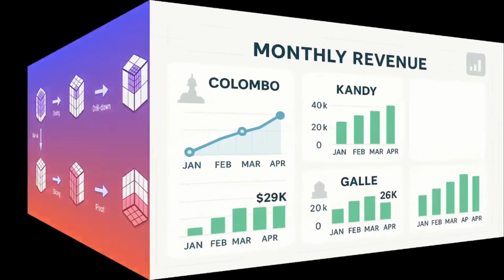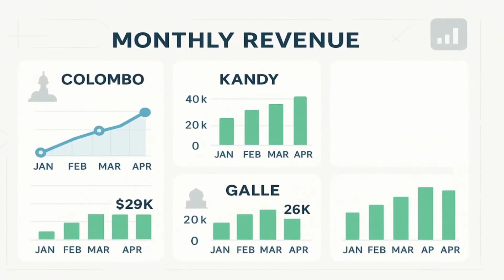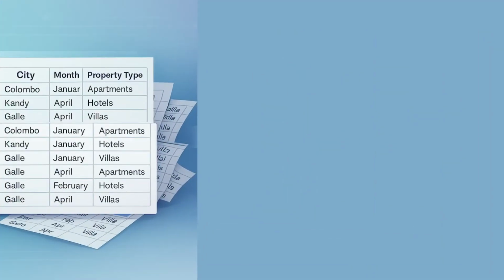Okay, so now let's talk about how we can organize data when there's a lot going on. Let's say you run a business in different cities like Colombo, Kandy, and Galle, and you want to track how much money you made each month. Easy, right? You just make a table. Cities on one side, months on the other. Boom, done. But then what if you also want to see how much each property type made, like apartments, hotels, and villas? Now your table starts to get messy. Where do you even put all that?